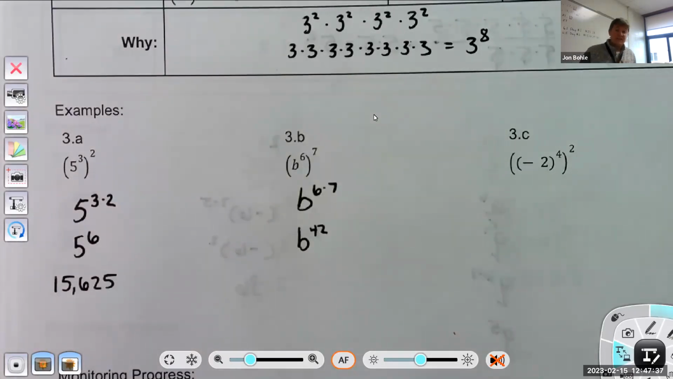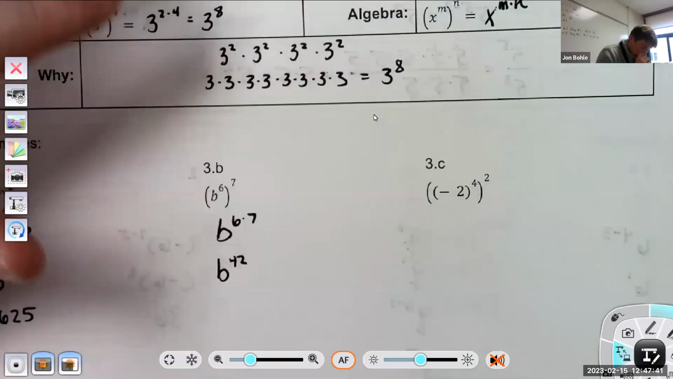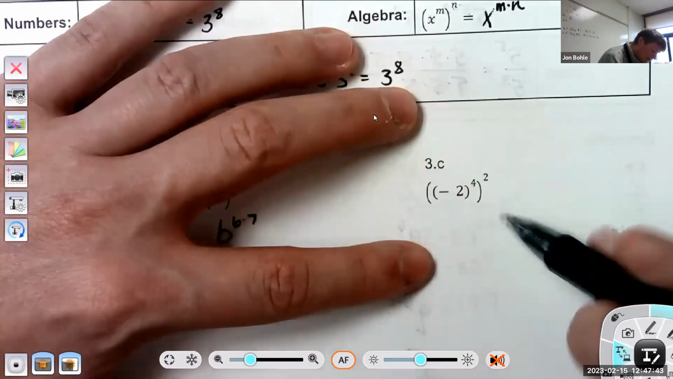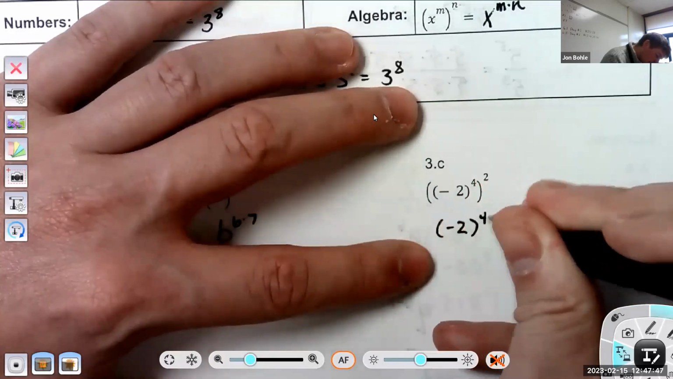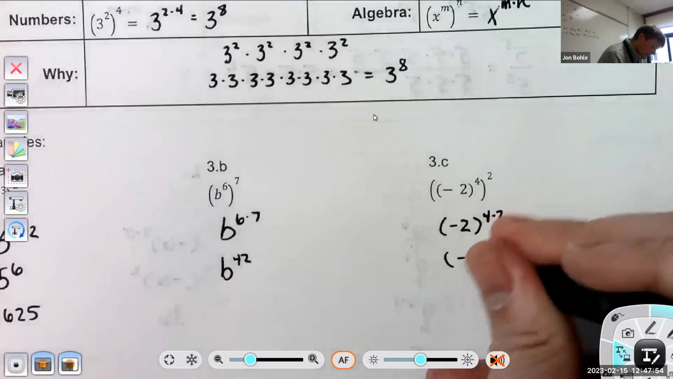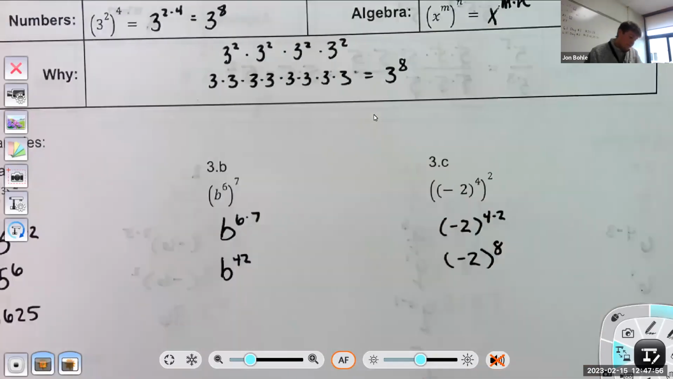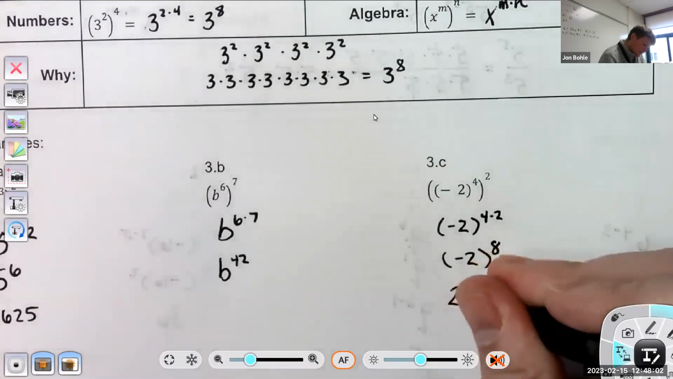If your number is negative and it's inside parentheses, your sign needs to stay the same with that. Okay, so here I'm going to have negative 2 to the 4th to the 2nd, which would be negative 2 to the 4 times 2 power. Power to power, you multiply your exponents. So then here I get negative 2 to the 8th power. Negative 2 to the 8th power is going to be a positive 256.